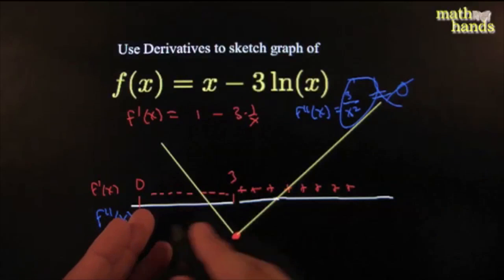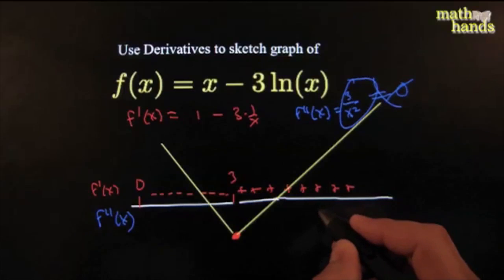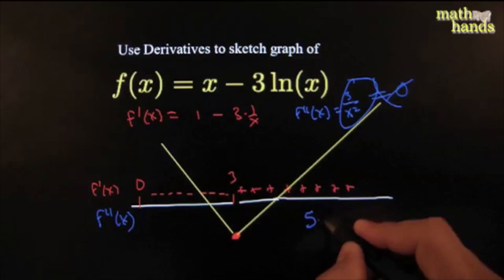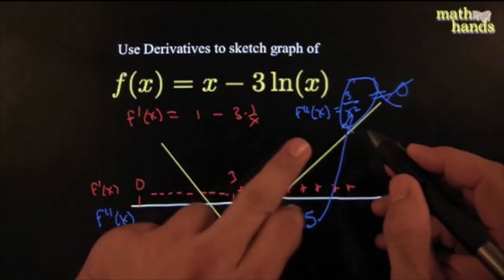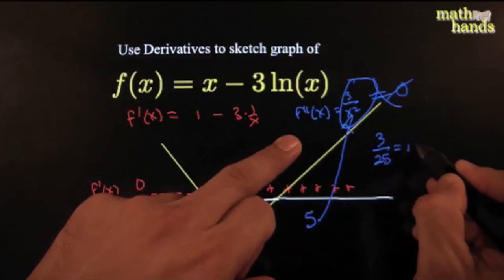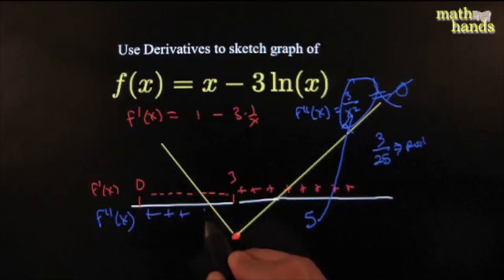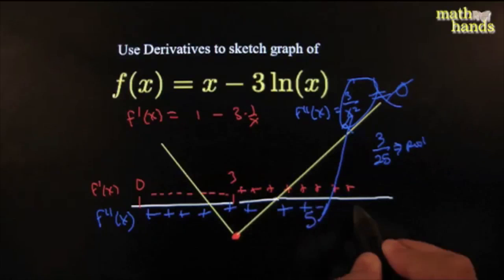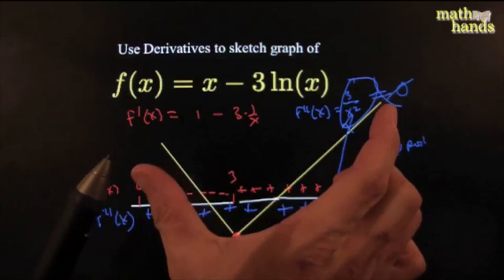Well, we've only got one region to check, so we pick anything on that region. I'll just pick 5. That goes into the f double prime because we're trying to study the sign for f double prime. That would give you 3 over 25, and that's equal to positive. So this is positive, and that's telling you that it's concave up, just like this.